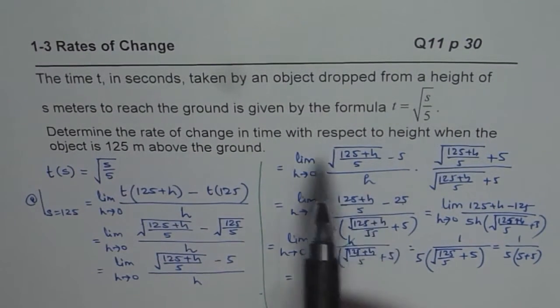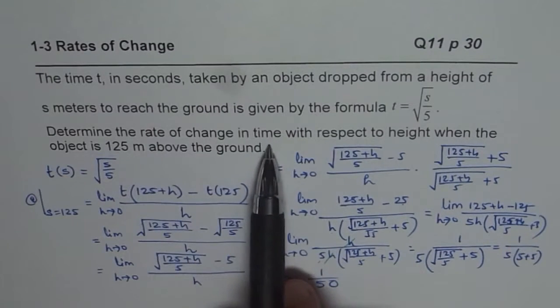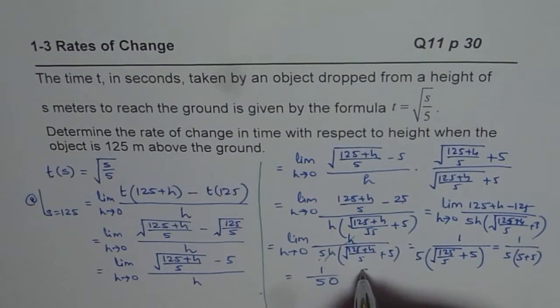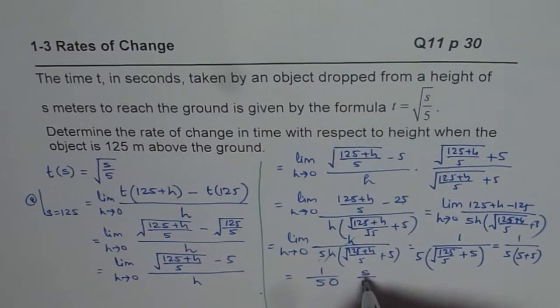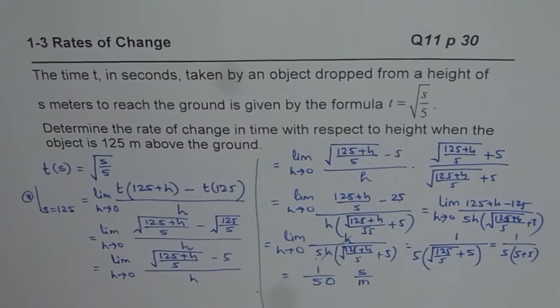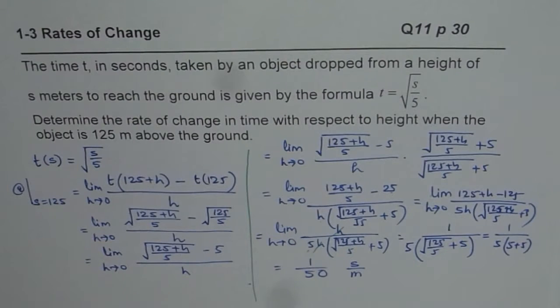Remember, it is determine the rate of change in time with respect to height. So time is in seconds and height is in meters. So the units will be seconds per meter. And that's kind of critical. You have to include your units in this solution, okay? I hope the steps are absolutely clear to you. So that is how you could do this question. I hope that helps. Thank you.